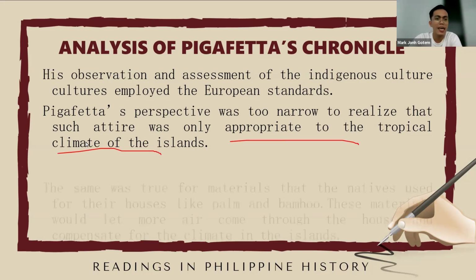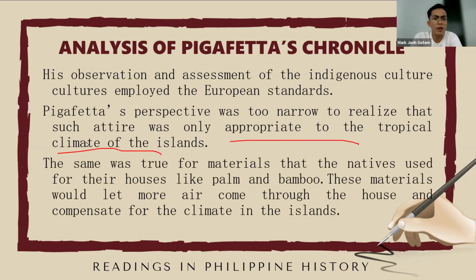And the same was true for the materials that the natives used for their houses, like palm and bamboo. These materials would let more air come through the house and compensate for the climate in the islands. That's the reason why their houses were made of bamboo: they were simply suited to the climate of their island.